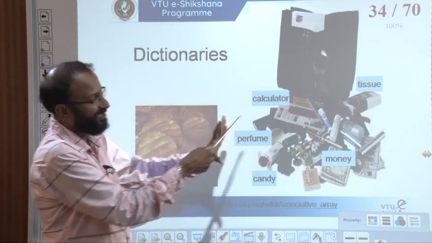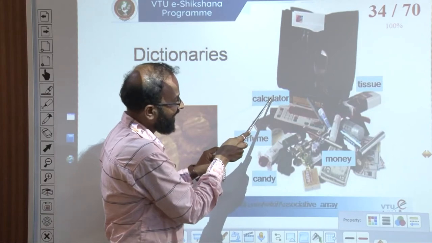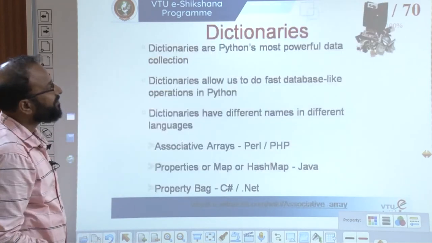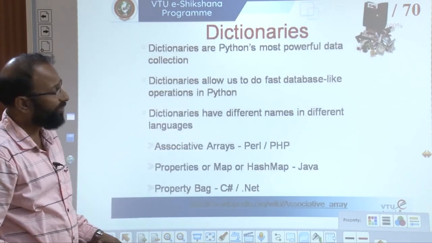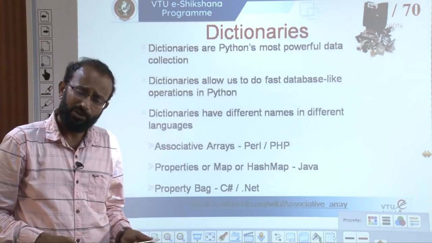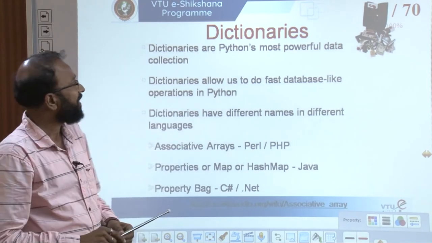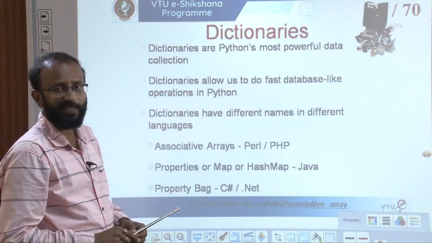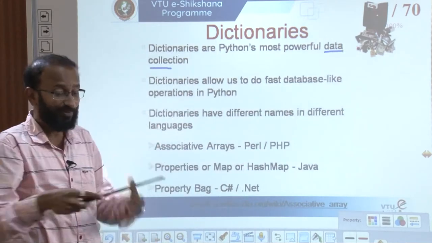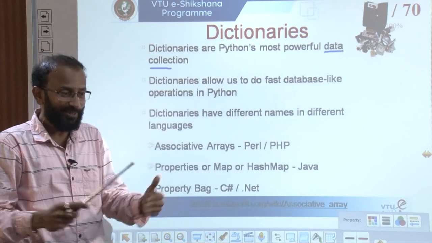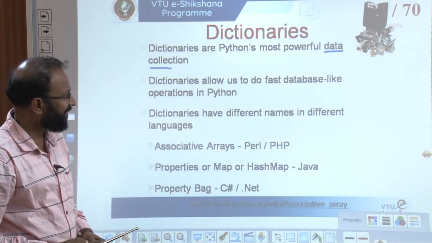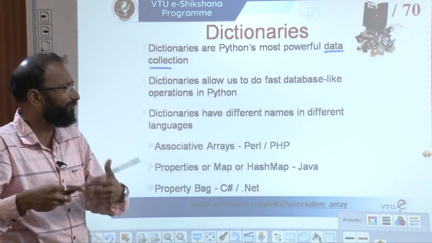You are trying to attach, like, you have a value, you are attaching calculator. You have a value, you are attaching that to a tissue, and so on, right? So dictionary is one of the powerful concepts that is adopted in many programming languages and which is also available in Python. Dictionaries are Python's most powerful data collection. List is also one among them, but this is still more powerful because as a programmer, we have the complete flexibility of attaching a label to a value. So dictionary allows us fast database-like operations in Python. So it makes the operations faster.